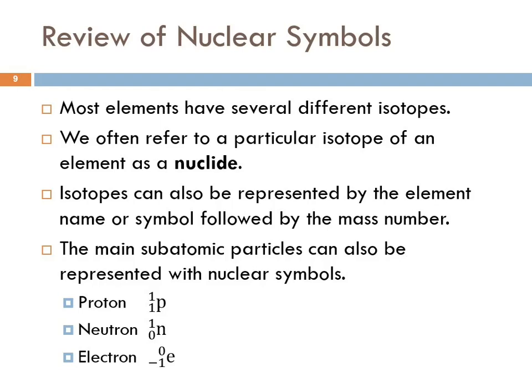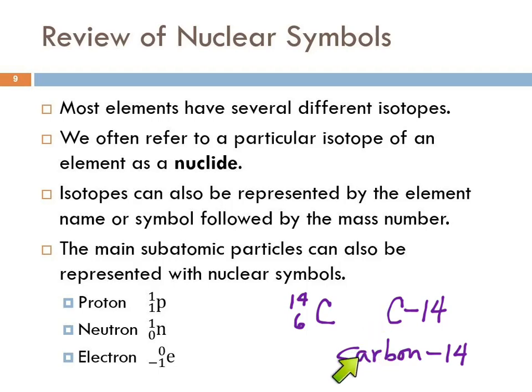So you could have that indicates a particular isotope of carbon. It could also be indicated this way or this way. That's carbon-14. So if you see an element symbol or an element name and a dash followed by a number, that's the mass number. Because really the 6, we can figure that out from the periodic table. That's not that important. But it's the 14 that tells us which isotope of carbon we're talking about.